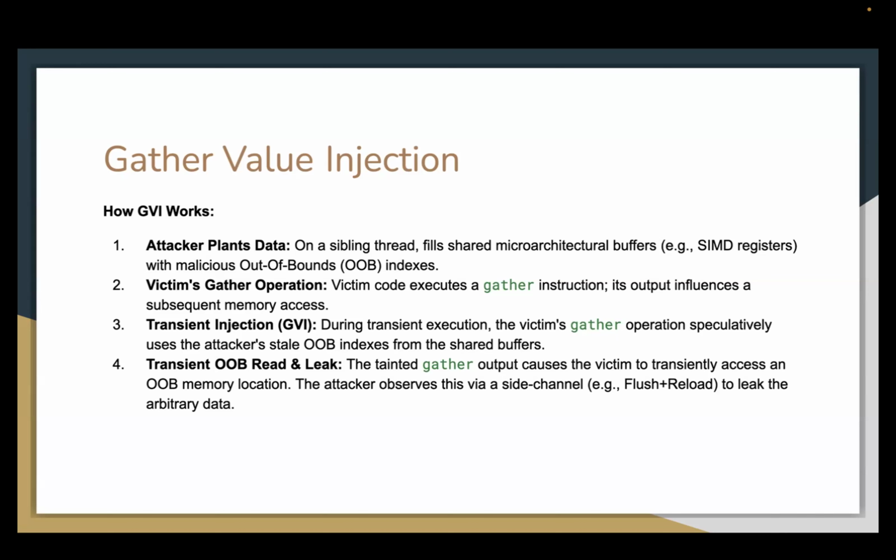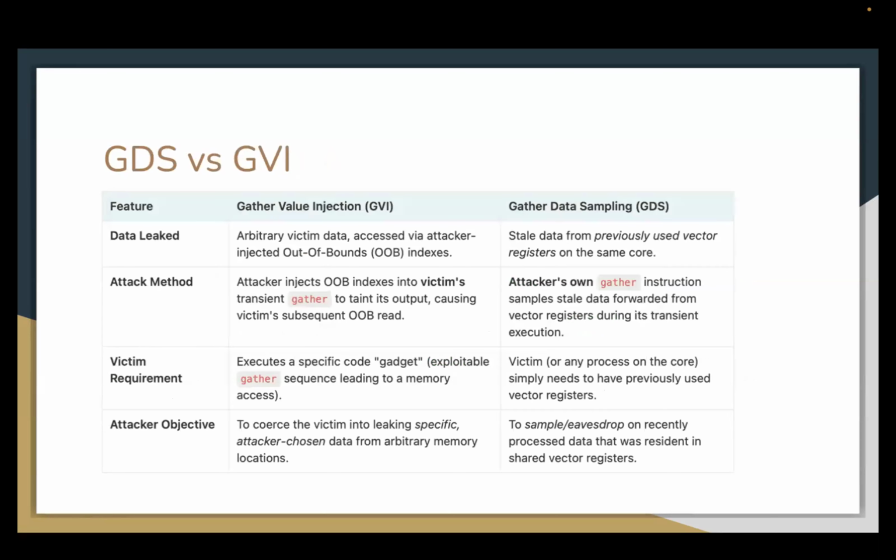Then how can they do this? After the attacker preloads this index into the memories, the victim code will run the gather instructions here. By doing these gather instructions, the victim will directly get access to the out of boundary memories at those locations. After doing this, the attacker can observe these memory locations by doing some side channel attacks like a flush and reload attack to get the arbitrary data here.